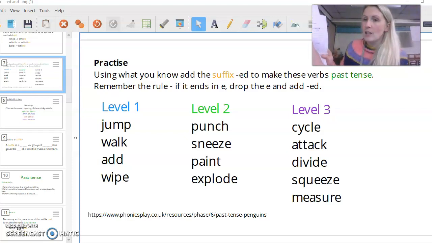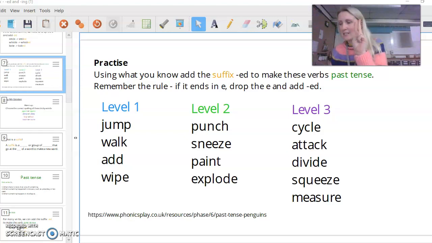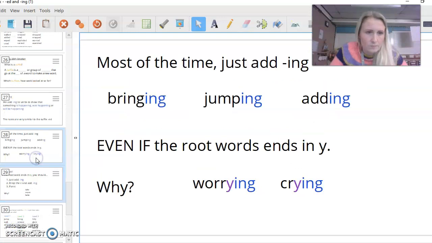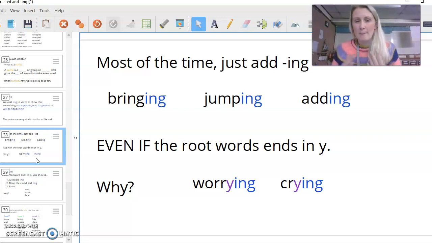So you could write, I cried last night. I was crying yesterday. Okay, so you could write two sentences with the words. But let's just quickly recap on our ing suffix before we go. Let me find it down here. So we're here. We just add ing, don't we, a lot of the time? So like bring, bringing, jump, jumping, add, adding, worrying, crying. So even if it ends in a Y, we just add the ing, don't we? But can you remember there are rules we have with the ing suffix? So let's have a look at some of those rules now.